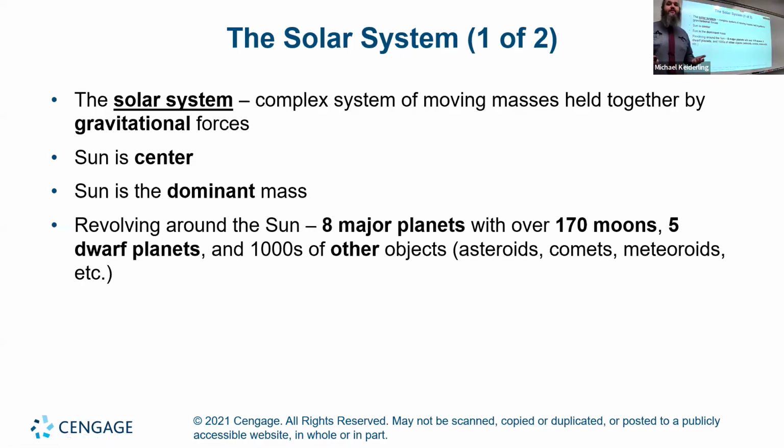So the solar system is a complex system of masses held together by gravitational forces. The center, and by far the most dominant mass, is the sun. The sun is more than 99% of the mass of the solar system. Revolving around the sun, there are 8 major planets with, oh, that's out of date, over 250 moons. I'm going to have to go back and update some numbers in these slides. They just found even more moons around Saturn.